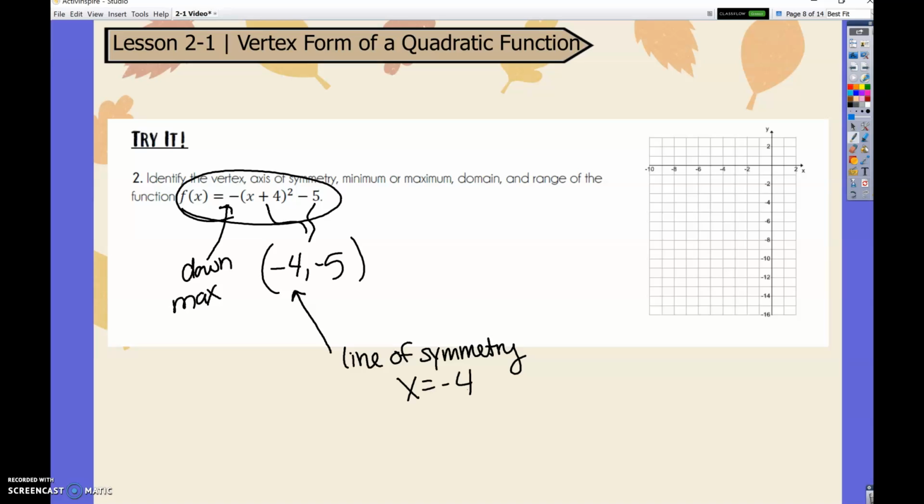Again, domain and range, because it's a parabola, your domain would be all real numbers. And your range, it used to go from 0 up, remember the original one? But now it got flipped upside down and went to -5. So your range would go from negative infinity to -5. But graph that to double check it.